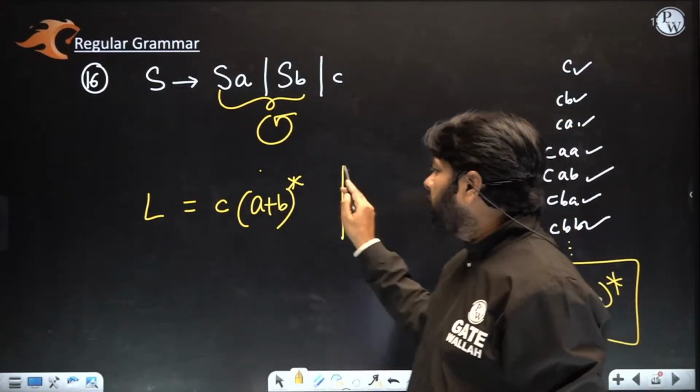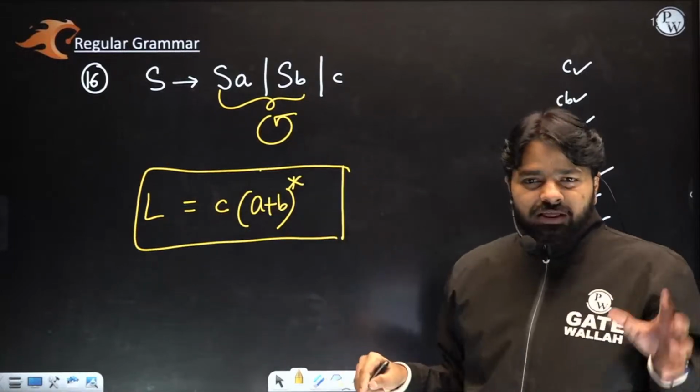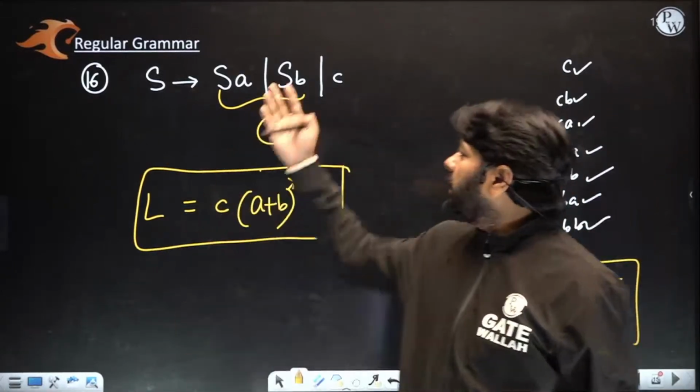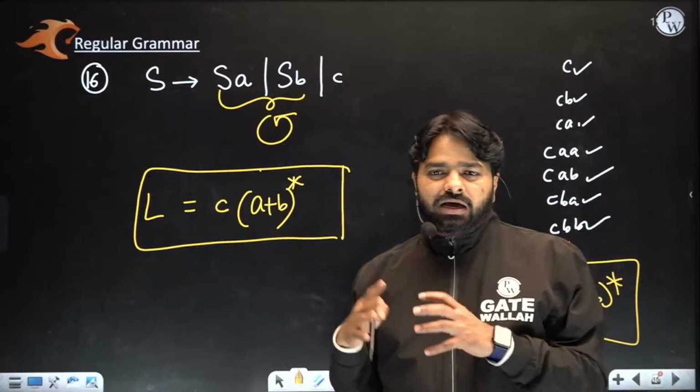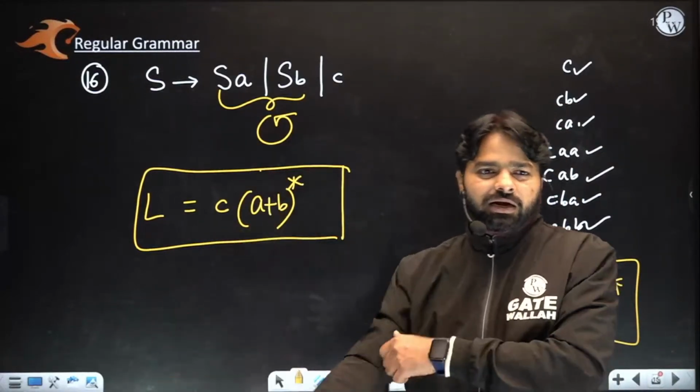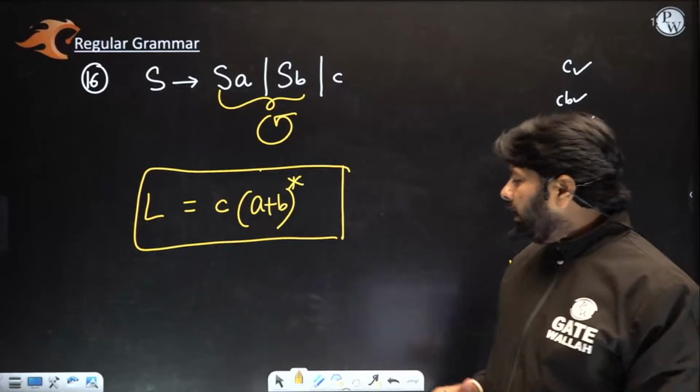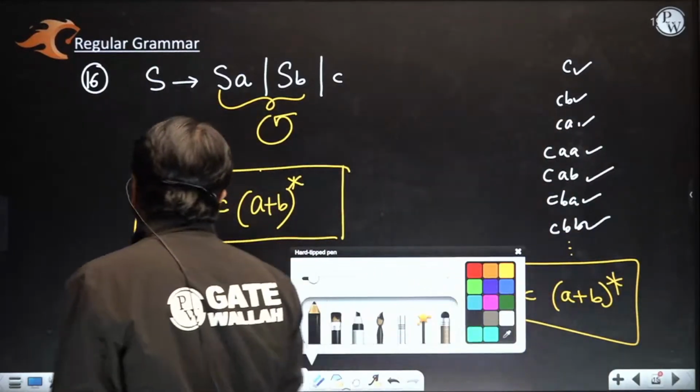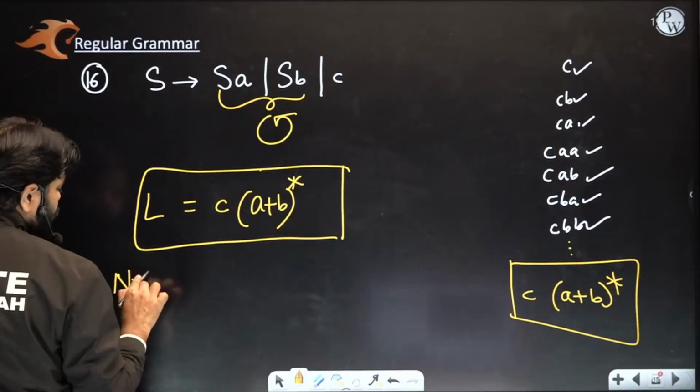Are you able to understand how you should write without looking at the strings? You can directly write from here what is the language represented by this regular grammar. Okay, so what is the note for this? The note for this is, I'm also writing expressions.